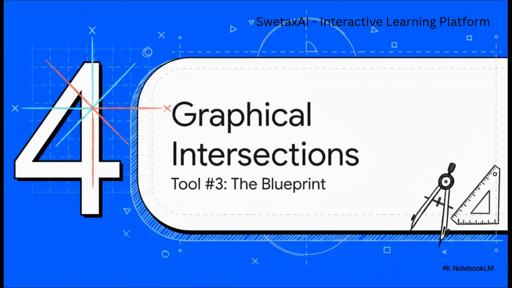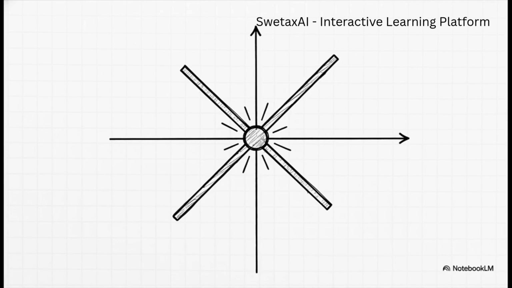Up next, Section 4, graphical intersections and outcomes. Let's look at tool number 3, the blueprint. Sometimes we really need to shift from abstract algebra to visual proof, because these equations aren't just random floating numbers, they're actually straight lines on a map. The absolute core concept here is that the solution is the exact point where two straight lines intersect on a coordinate plane.